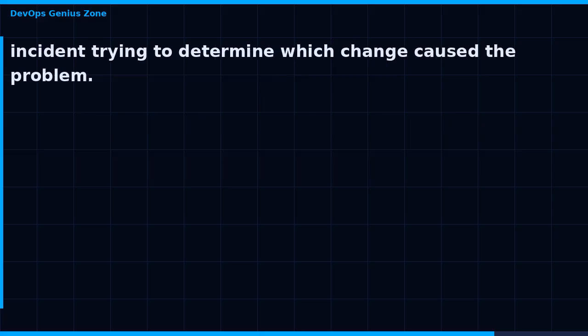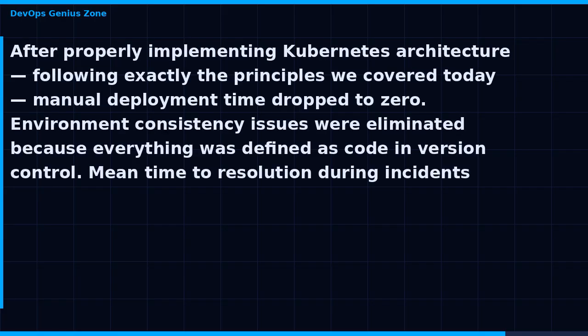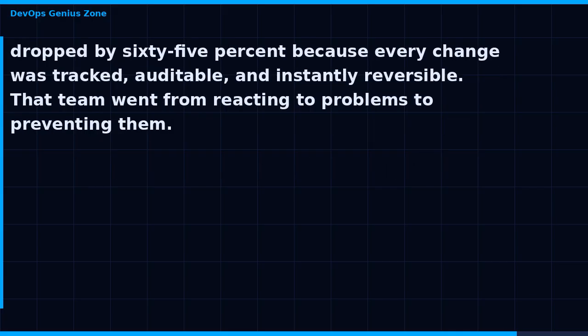After properly implementing Kubernetes architecture, following exactly the principles we covered today, manual deployment time dropped to 0. Environment consistency issues were eliminated because everything was defined as code in version control. Mean time to resolution during incidents dropped by 65% because every change was tracked, auditable, and instantly reversible. That team went from reacting to problems to preventing them.